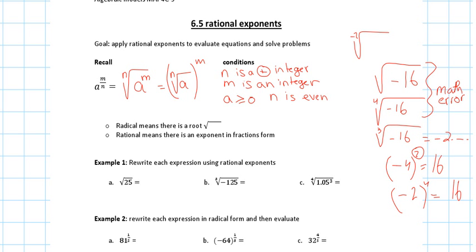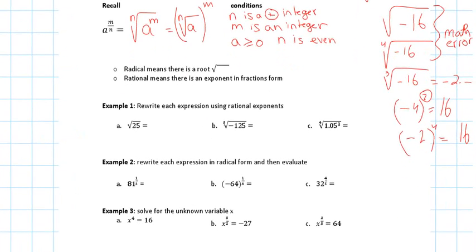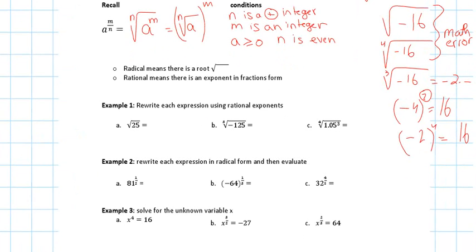The first question says rewrite each expression using a rational exponent. So how would I write that using a rational exponent? 25 to the power of what? 1 over 2, because there's an invisible 2 right here. It's a square root. Are we okay with that? How about the second one? Negative 125 to the power of 1 over 3. So negative 125 in brackets, because the negative is under the root, to the power of 1 over 3.